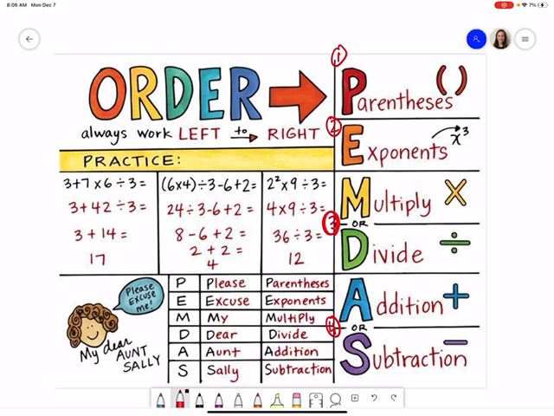What helps us remember this, parentheses, exponents, multiply, divide, addition, subtraction, is this nice little mnemonic: please excuse my dear Aunt Sally. We take the first letter of each of those to remind us: parentheses, then exponents, multiply, divide, addition, subtraction. Please excuse my dear Aunt Sally.